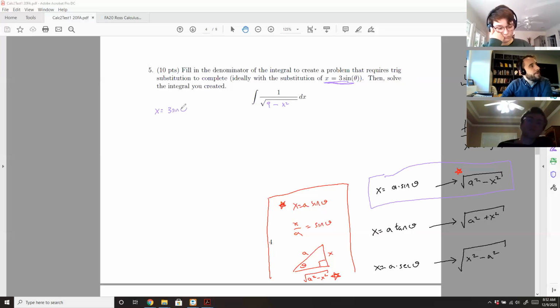And what follows is very, very similar to u substitution. We'd calculate a dx in this case. That would be 3 cosine theta d theta. And then we would substitute in. You'll notice in this case, the substitution is a little bit more straightforward in the sense that once I see an x, I can just replace it with 3 sine theta. And once I have a dx, I can just replace that with the 3 cosine of theta d theta.